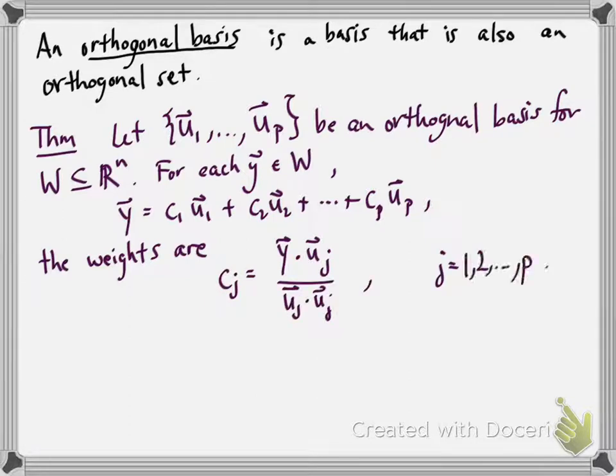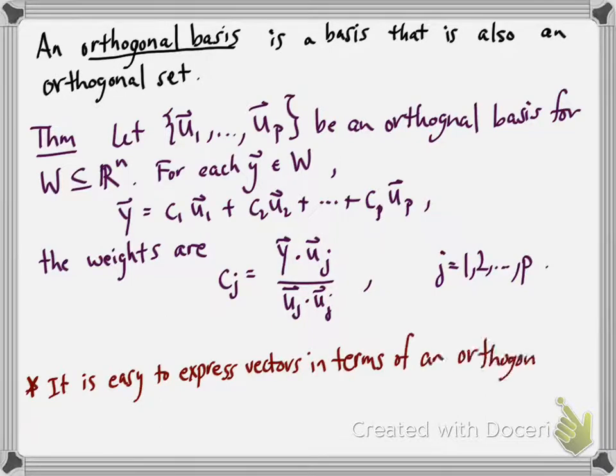So cj is just y dot uj divided by uj dot uj. This is true for j from 1 up to p. Right? So you don't actually have to solve a linear system in order to express y as a linear combination of u1 up to up. So that's what's nice about this orthogonal basis, it's easy to express vectors in terms of an orthogonal basis.